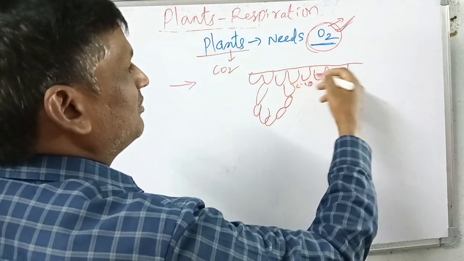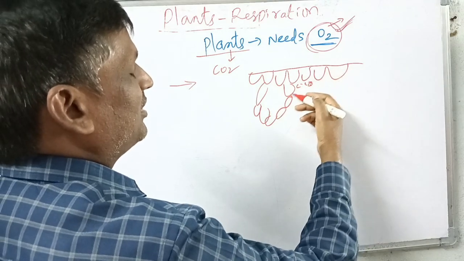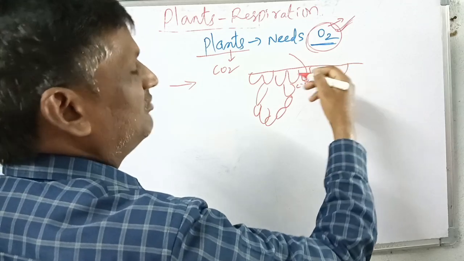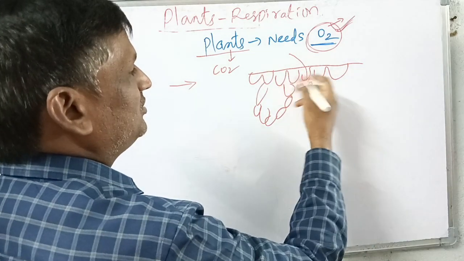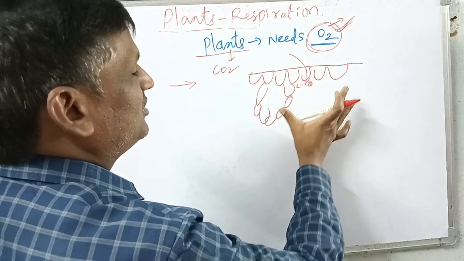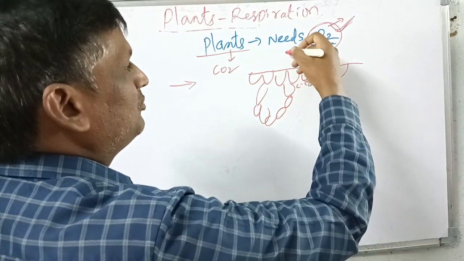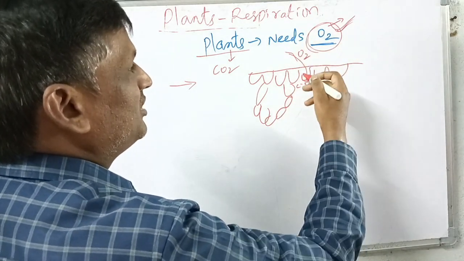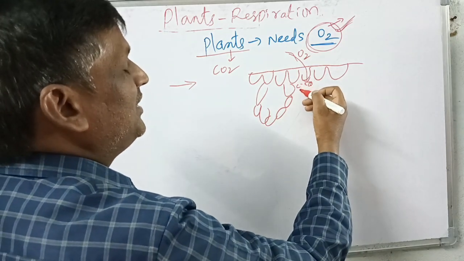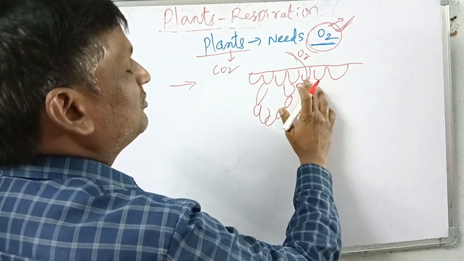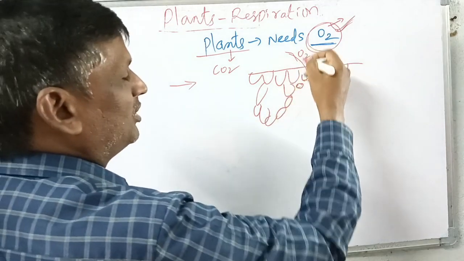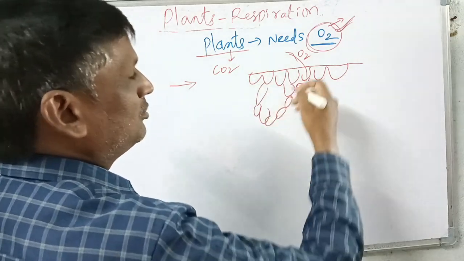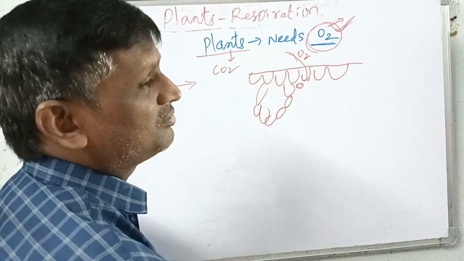So in these air sac cells, oxygen is dissolved into the water molecules. Suppose this is the tissue of the plant, and this is the air sac. Into this air sac, the oxygen molecule is diffused. When diffused oxygen enters the plant tissue, it dissolves in the water molecules among the plant cells. So oxygen is dissolved in the water molecules of the plant cells.